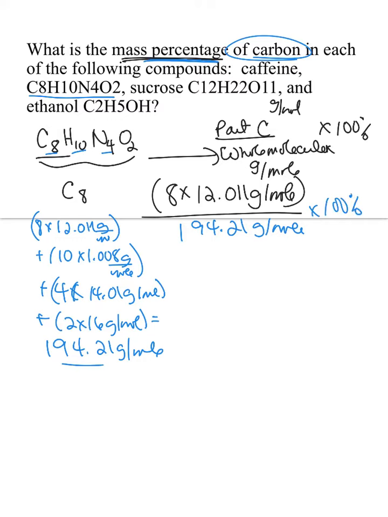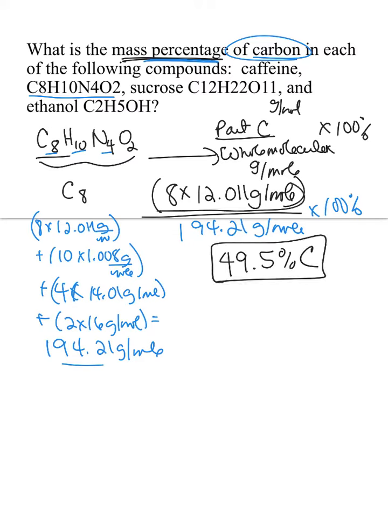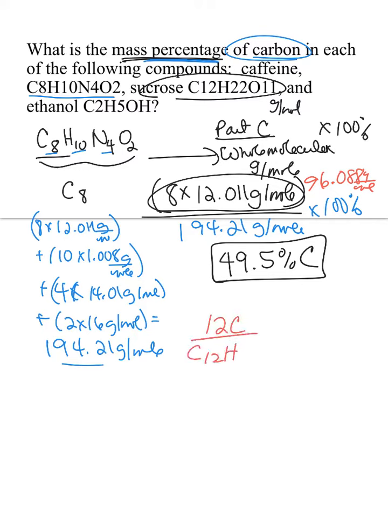And when you do that, you should get 49.5% carbon. Okay, because this 8 times 12 works out to be 96.088 grams per mole. Okay, you do the same thing for sucrose. So you're going to do 12 carbons over C12H22O11 times 100%. And that's going to simplify when you add 12 carbons plus 22 hydrogens and 11 oxygens.